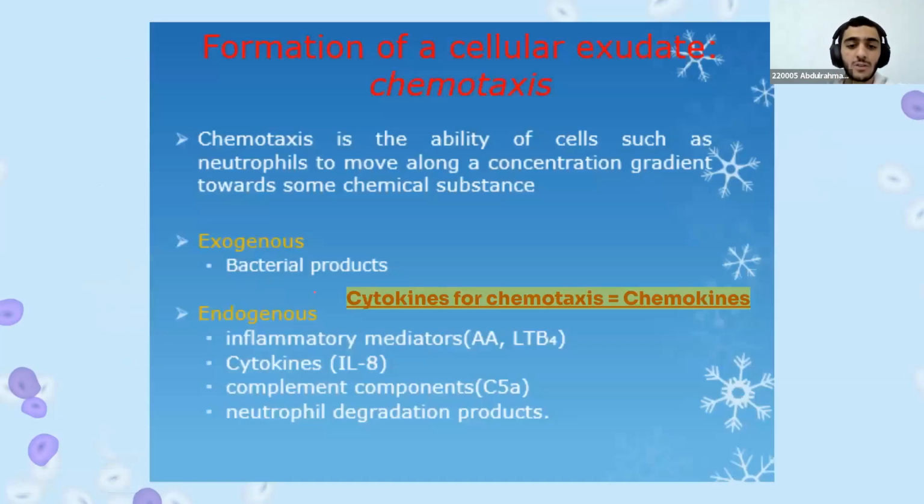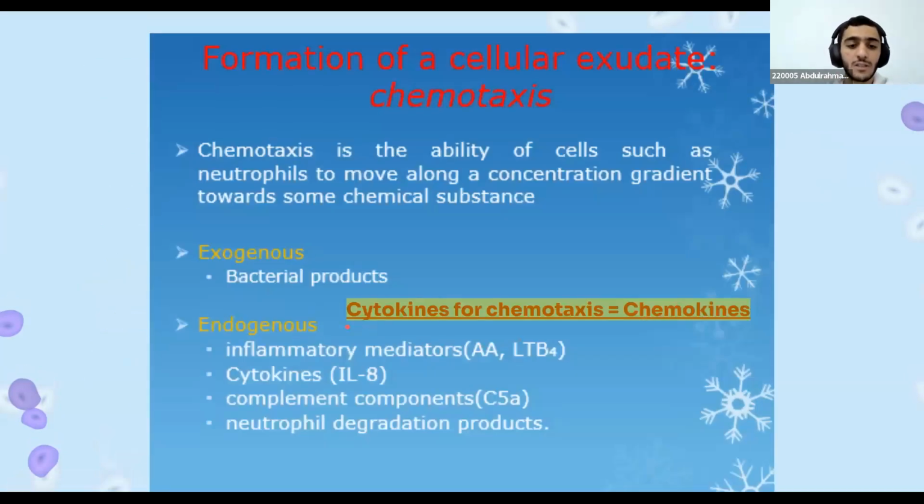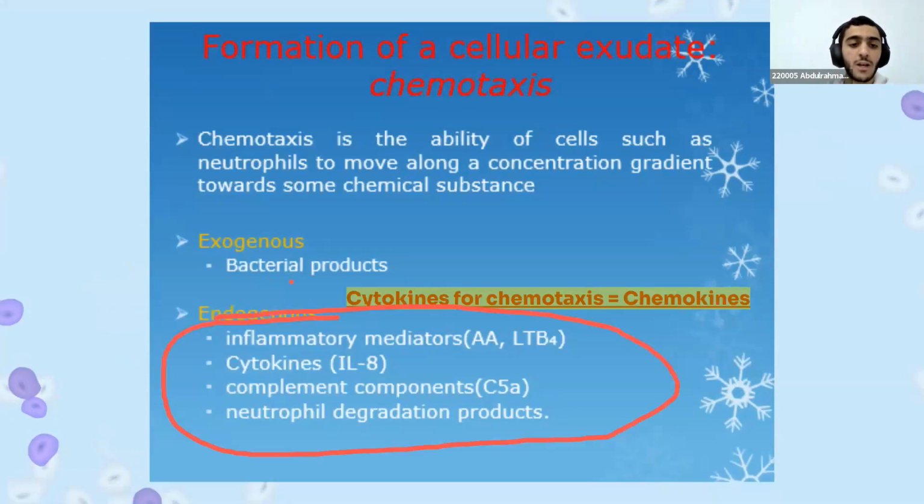Basically, cytokines used for chemotaxis are chemokines, and these are the ones you need to remember. 1 is going to be bacteria. 2 is going to be complement, only 5A. 3 is going to be interleukin 8. 4 is going to be LTB4, leukotriene B4, not any other leukotrienes, only B4. And 5 is going to be the neutrophil products.